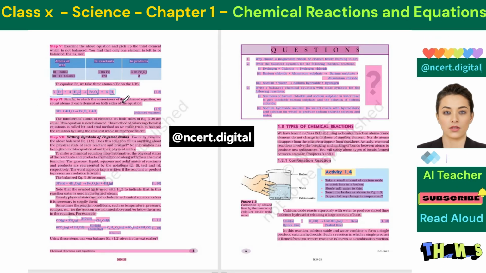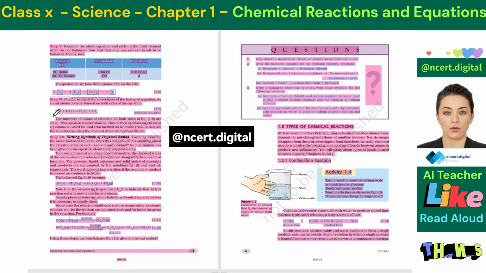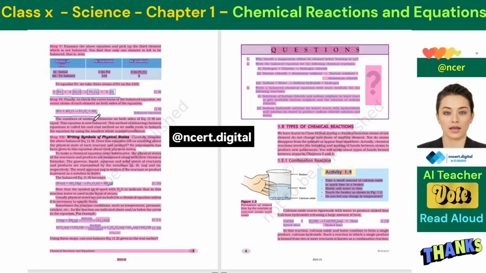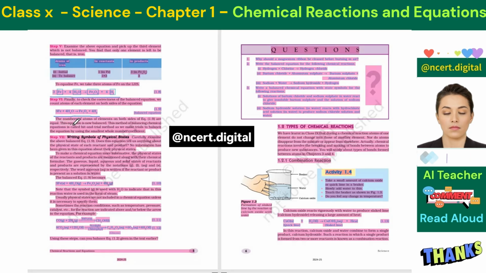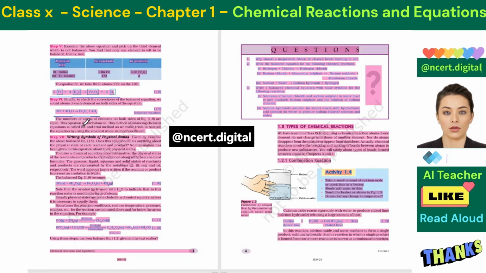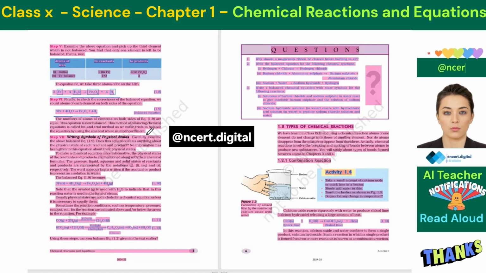Step 6. Finally, to check the correctness of the balanced equation, we count atoms of each element on both sides of the equation. 3Fe + 4H2O → Fe3O4 + 4H2 (1.9), balanced equation. The numbers of atoms of elements on both sides of equation 1.9 are equal. This equation is now balanced. This method of balancing chemical equations is called the hit-and-trial method, as we make trials to balance the equation by using the smallest whole number coefficient.